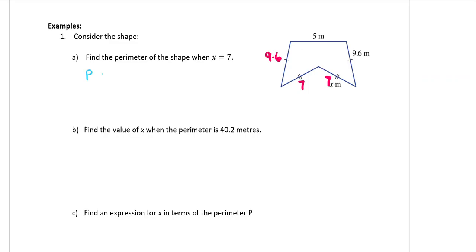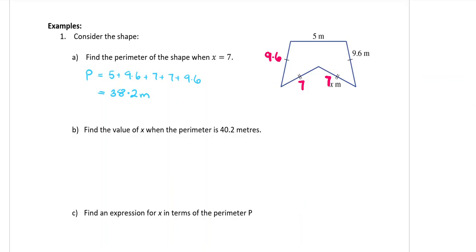And then perimeter is simply adding all those sides up. So let's go 5 plus 9.6 plus 7 plus 7 plus 9.6. Add them all together and you get 38.2 meters.